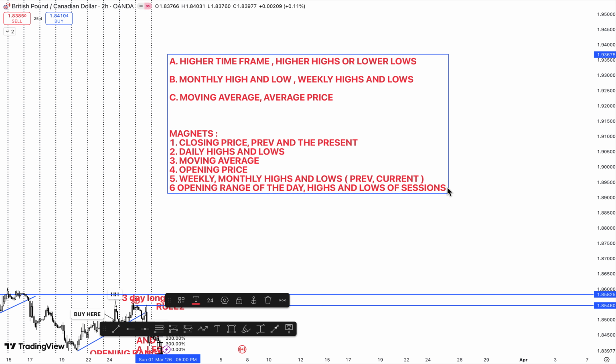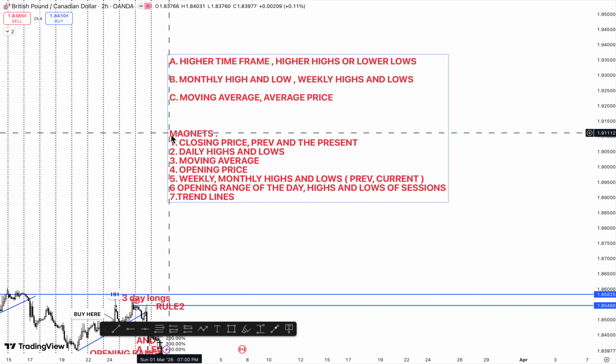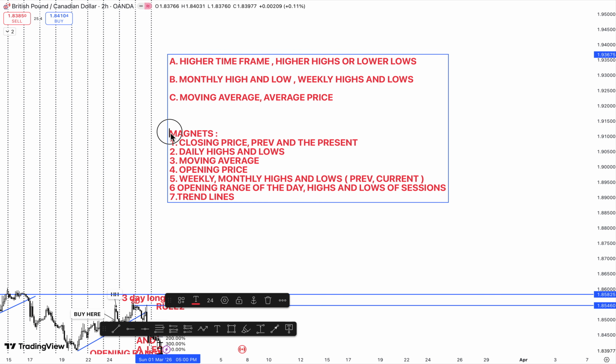We have magnets. Under magnets, we have trend lines. Trend lines is a magnet. So under D, we have magnets. First of all, we want to identify this. Then when we scale down to smaller time frames, we start identifying these little things.